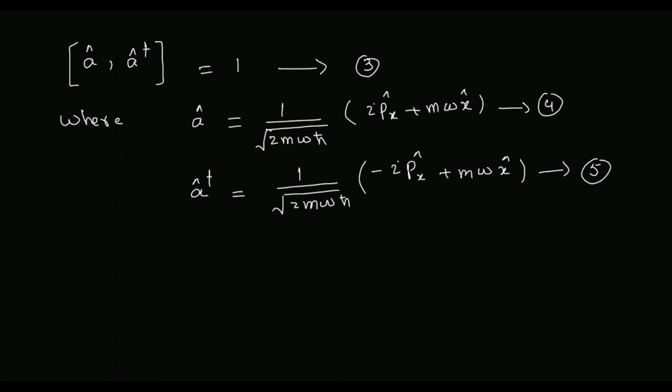Now when we put the values from equation 4 and equation 5 into equation 3, it will take this form. Our calculation is a little lengthy over here, but you don't need to worry. We will try to make it simple. We just have to put the values of operator A and the dagger of operator A.